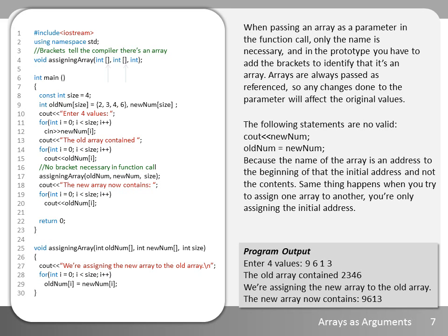On line 4, we have a function prototype called assigning array. We can see that this function accepts 3 arguments. The first 2 are arrays. A single dimension array being sent as an argument must always have empty brackets.